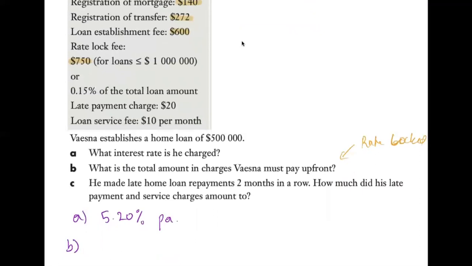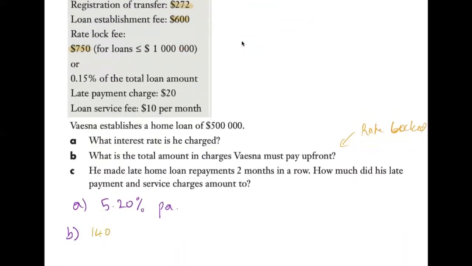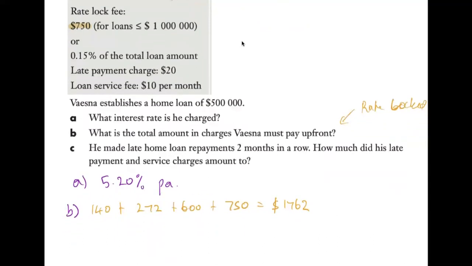So all of the upfront fees that he's going to pay are $140 plus $272 plus $600 plus $750 for the rate lock fee. Adding all of that up, his total upfront cost without stamp duty or anything else, just for the home loan, is $1,762, and that's just in legal fees. Just your basic legal and bank fees. Your stamp duty can often cost extra.